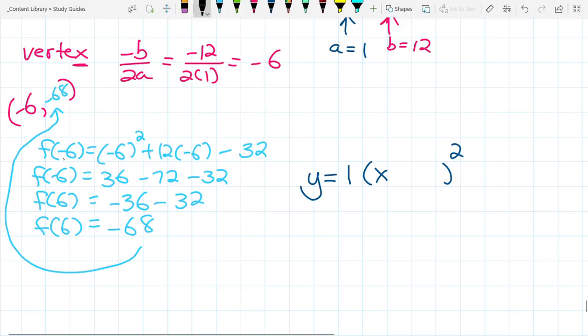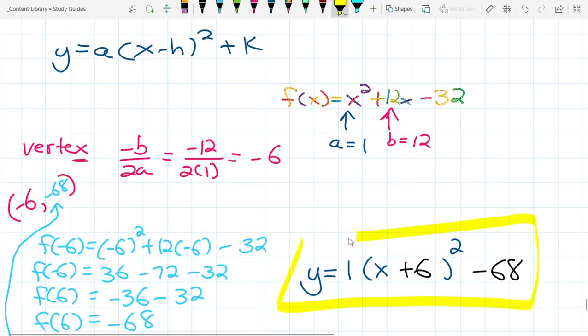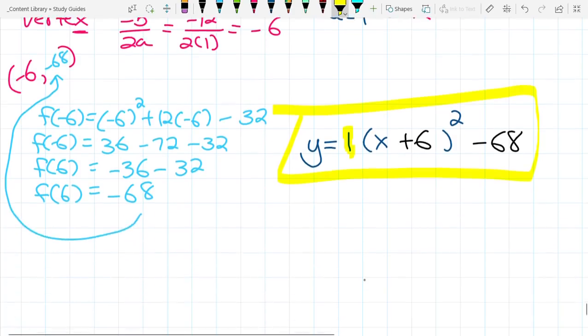So the x is a negative 6. Remember, in the equation, there's a minus sign, which means use the opposite. So the opposite of negative 6 is positive 6. With the k, there's a plus sign, which means use the exact value. The exact value is a negative 68, so we write minus 68. And that is your final answer. The 1 does not need to be written down if you don't want to write it down.